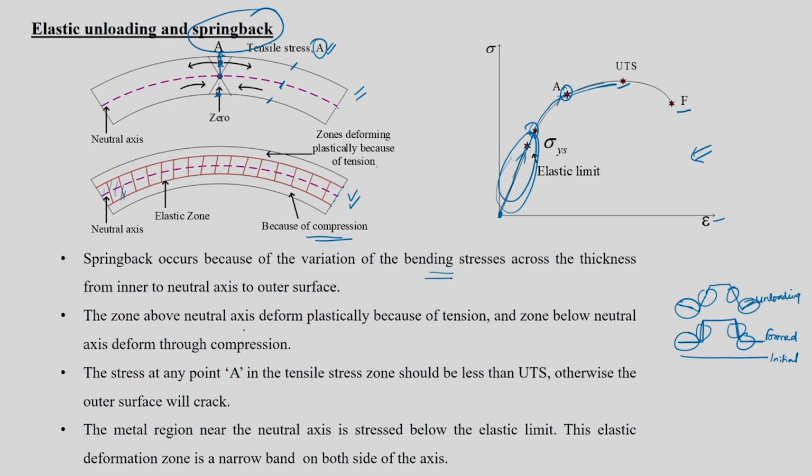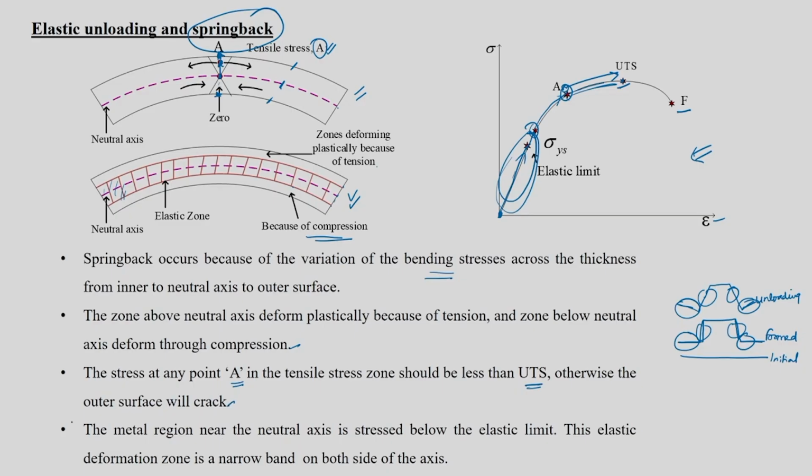And we are saying that the zone above the neutral axis deformed plastically because of tension, and the zone below the neutral axis deformed due to compression. That also we know. The stress at any point A in the tensile stress zone should be less than UTS. We are saying that this point A should be less than UTS. Otherwise, if A reaches UTS, a crack can develop at this location, at the upper surface. Otherwise, the outer surface will crack.